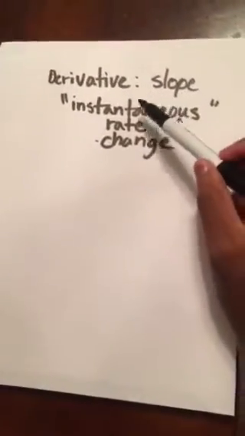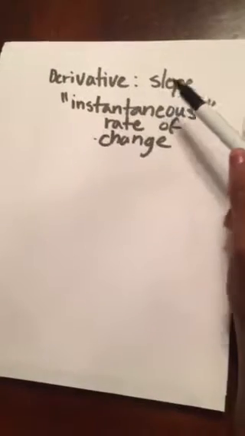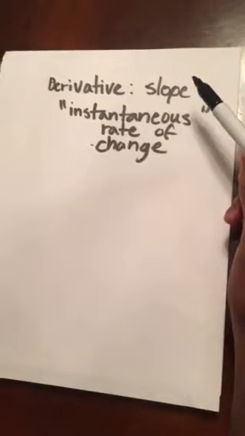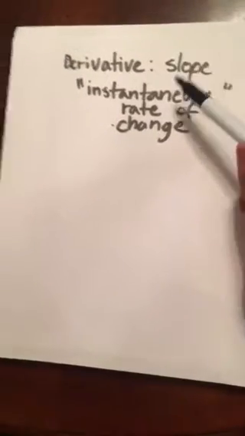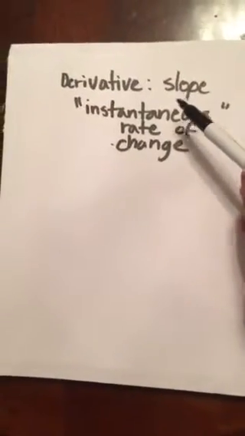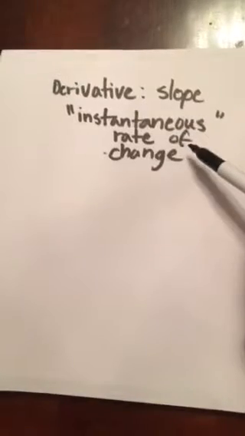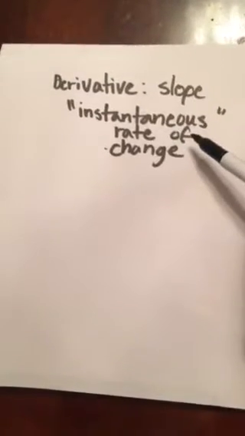I'm with Challenge 2017, and today I'll be talking to you about derivatives. Now, a derivative is basically a slope. However, the difference between the slope that you normally hear discussed in algebra classes and the derivative is that the derivative represents an instantaneous rate of change. Now, what do I mean by that?